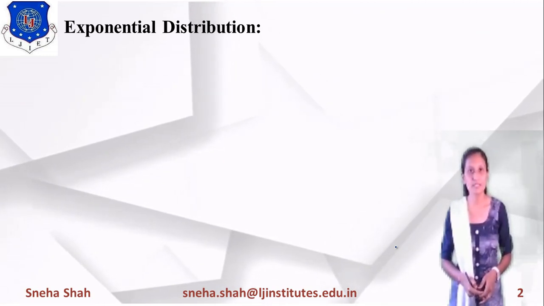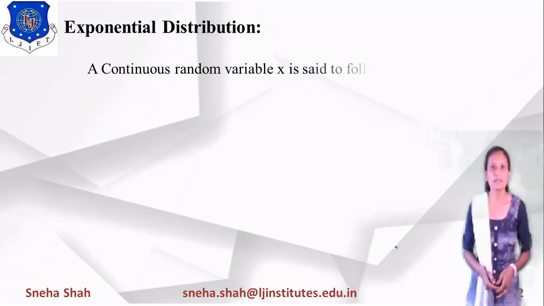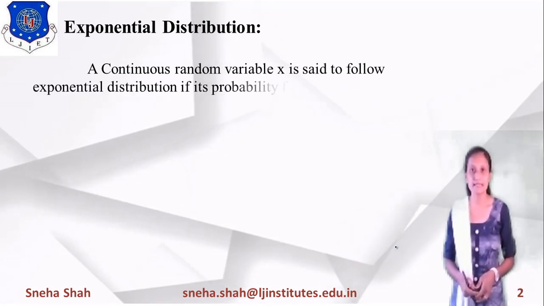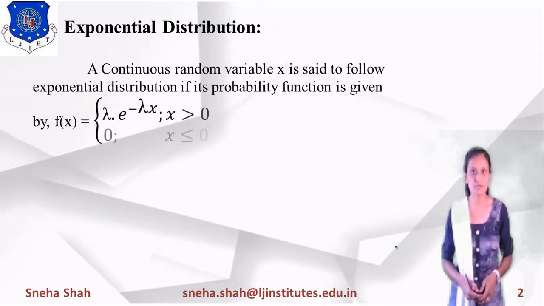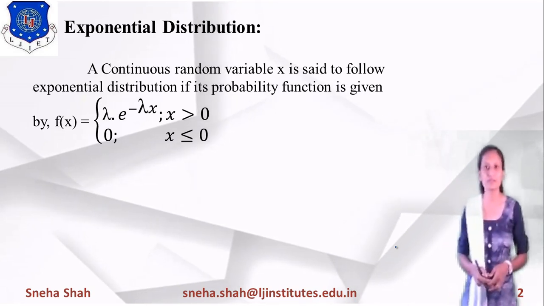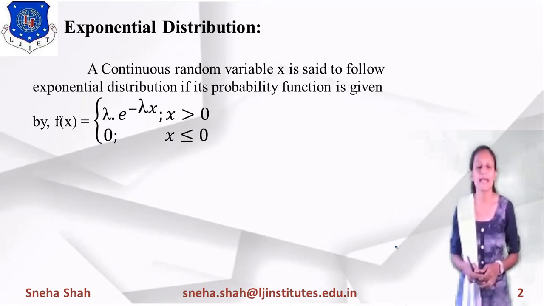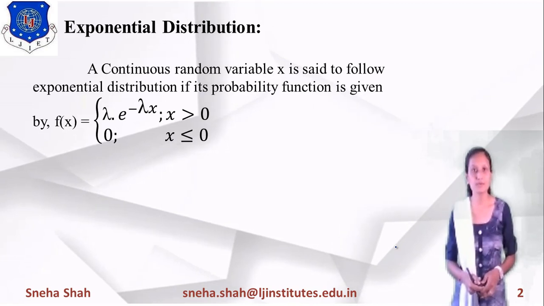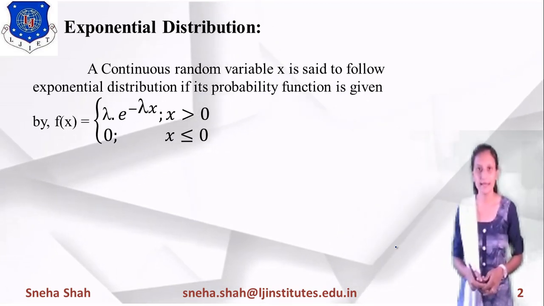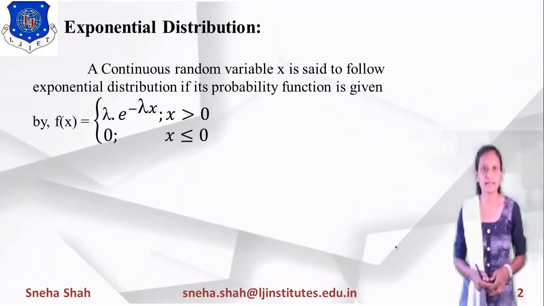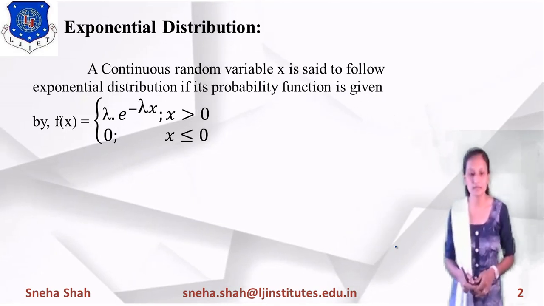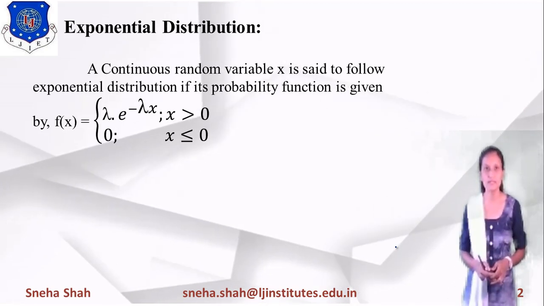What is exponential distribution? A continuous random variable x is said to follow exponential distribution if its probability function is given by f of x equals lambda into e raised to minus lambda x, for x greater than 0, and for x less than or equal to 0, its value equals 0.